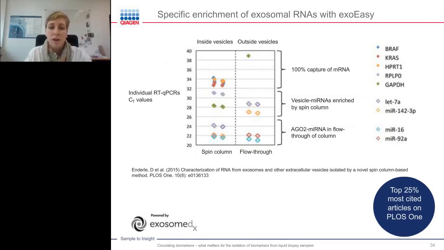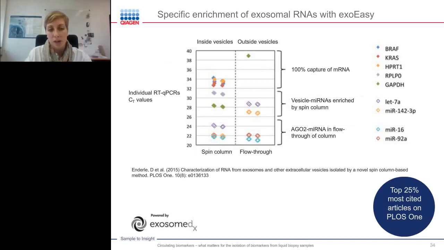If we look a little bit more into what kind of exosomal RNAs we are detecting and how specific that enrichment is, we see that in the eluate that comes from the spin column, we get an enrichment of vesicle microRNAs, so microRNAs that are associated with vesicles, and we get a depletion of those microRNAs that are more known to be outside of exosomes. We also get a very good capture of mRNA targets that are listed here on the right side. This is just a handful of targets that we looked at, but you really see that we are capturing all of these targets.